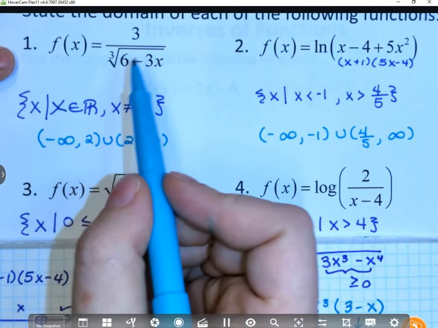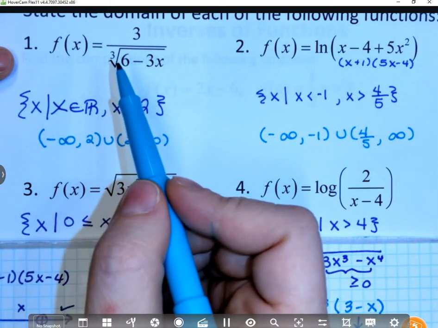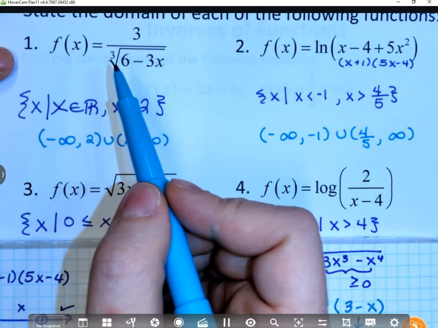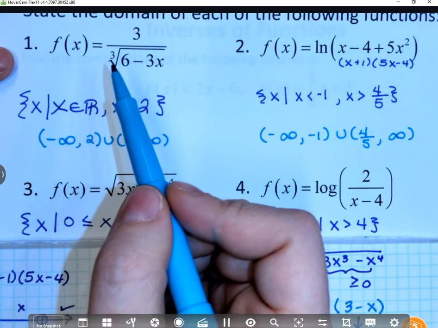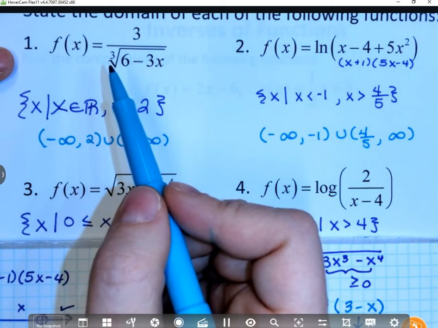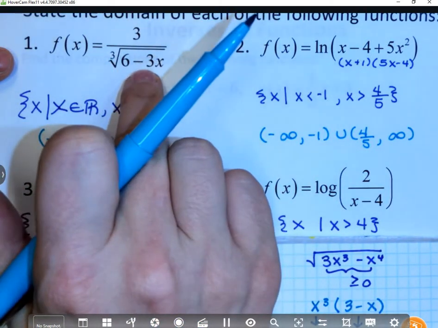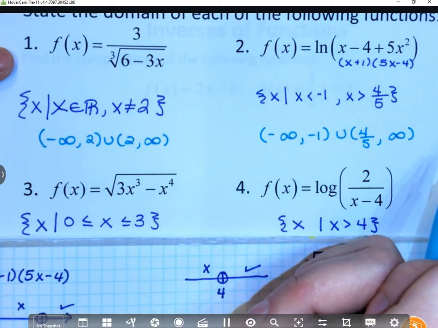So number 1, we have a fraction, and I know for fractions what has to be true. Not equal to 0. I have an odd root. Do I have restrictions from odd roots? If you're not sure, think about it. Can I take the cube root of negative 1? Yeah. Can I take the cube root of 0? Can I take the cube root of 1? So I have no restrictions from cube roots. So the only thing that I have is that the denominator cannot be equal to 0. And therefore it's the 2 that causes the problem.